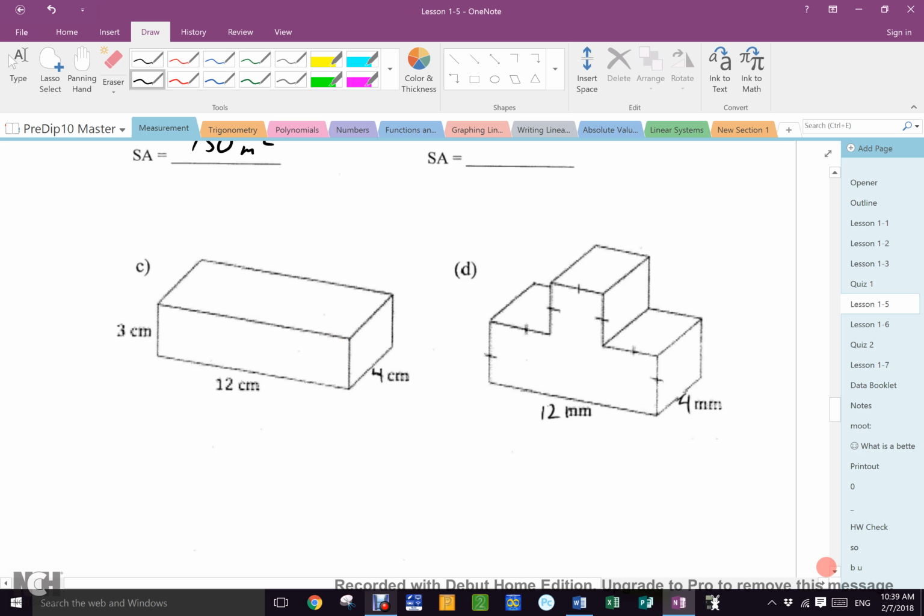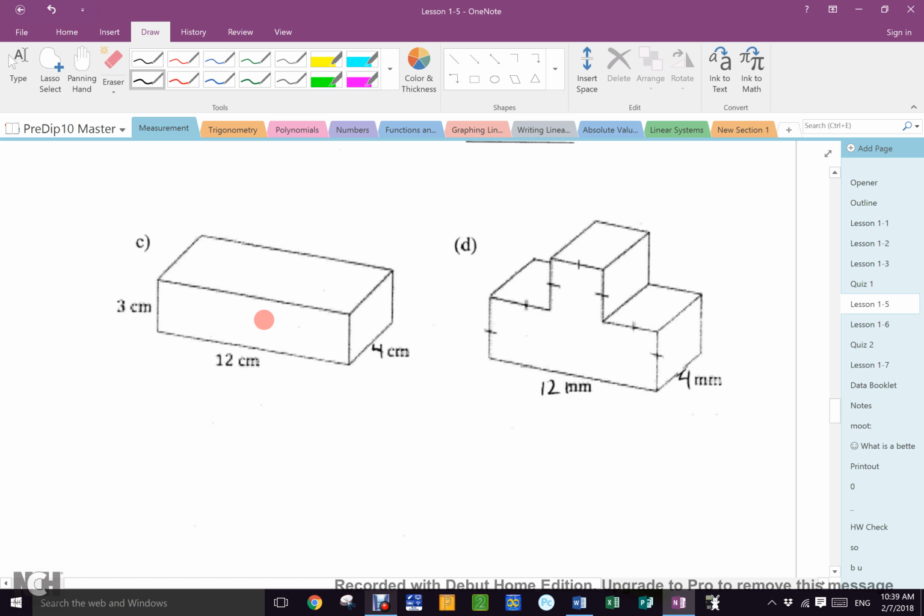Let's come down to this one. That's just a regular rectangle prism, right? So I can go ahead and use the formula, can't I? So all I got to do the formula is know what W, H, and L are, yeah? Who names W, H, and L? You do.